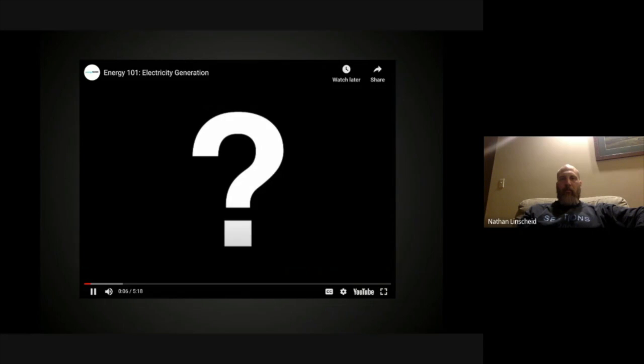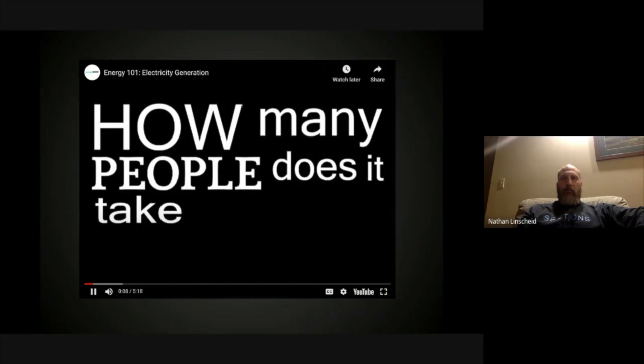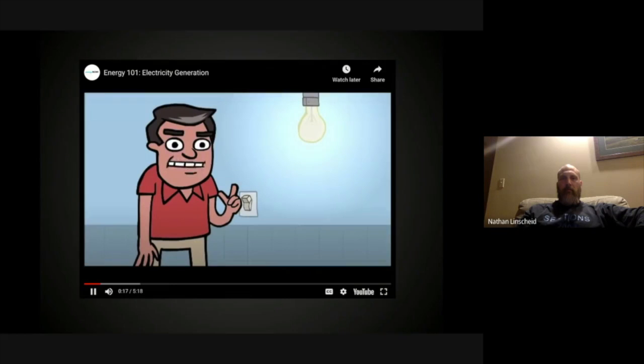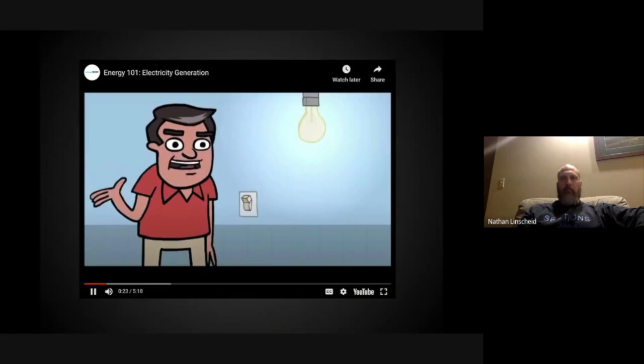Here's a question for you. How many people does it take to turn on a light bulb? The answer seems simple. Just walk into a dark room, flip a switch, and instantly you can see, right? Well, the truth is there's a lot more to generating and delivering electrical power than you've probably imagined.